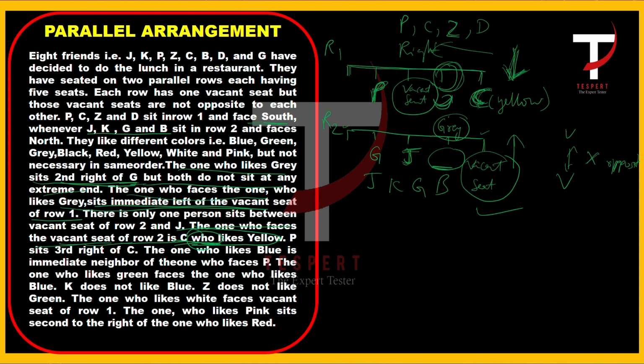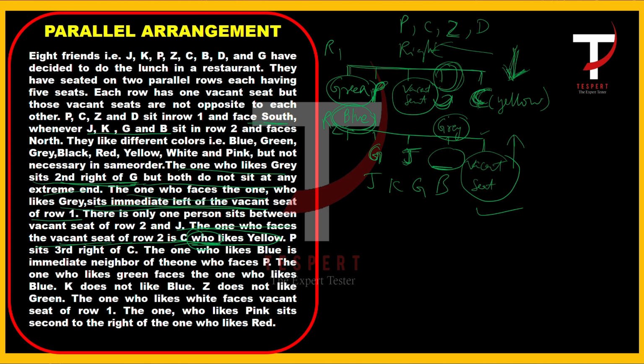Let me erase this first. The one who likes blue is the immediate neighbor of the one who faces P. So which one faces P here? G faces P. So the one who likes blue must be here. This is blue. The one who likes green faces the one who likes blue. Here this guy likes blue, so green must be here because they are facing each other. So J won't like blue because J faces a vacant seat.